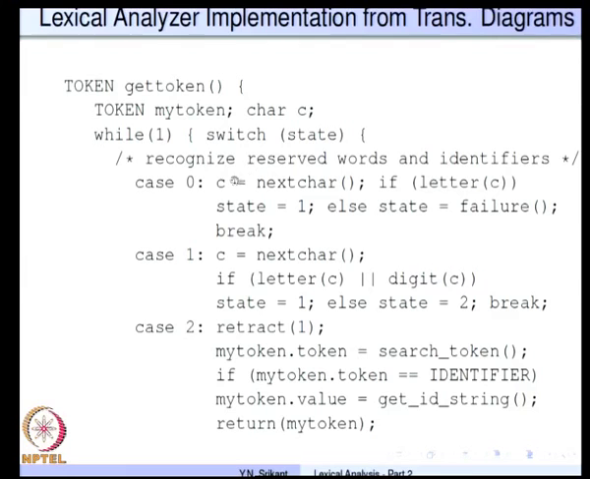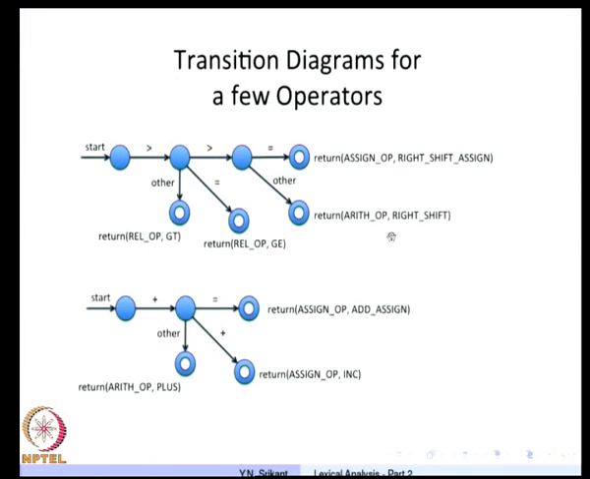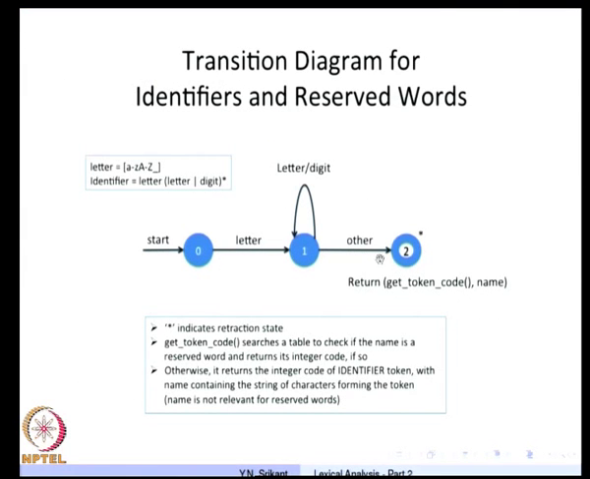Switch on state: read the next character, this is state 0. If it is a letter, go to state 1, otherwise state equals failure, so it goes back to the start state, and then there is a break. Case 1: if it is a letter or digit, it remains in state 1, otherwise it goes to state 2 and breaks. Case 2: this is a retraction. As I said, this is really a retraction.